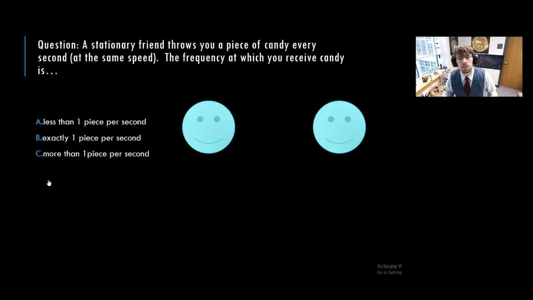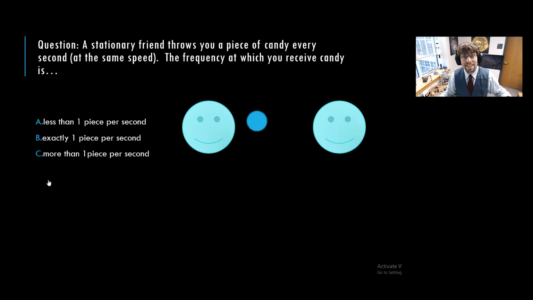So, question for you. We'll start off with this. Let's say that you have a generous friend who is standing a distance away. And they are generous because they are going to throw a piece of candy at you every second. So the frequency that they throw a piece of candy is 1 piece per second. Question for you. At what frequency do you receive the candy?